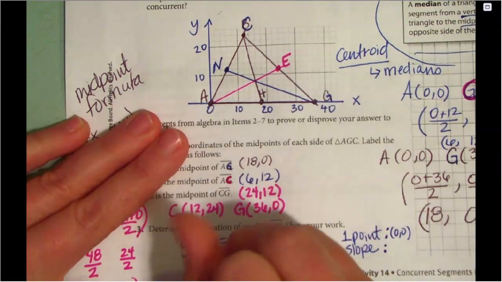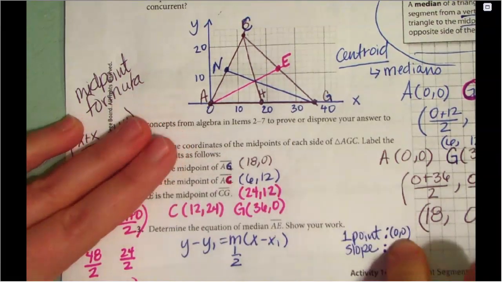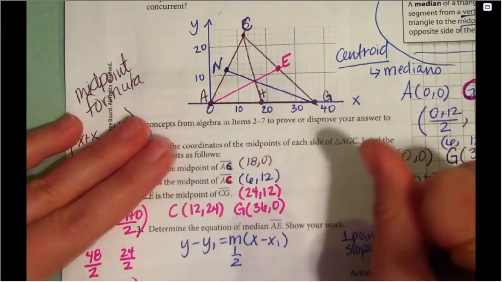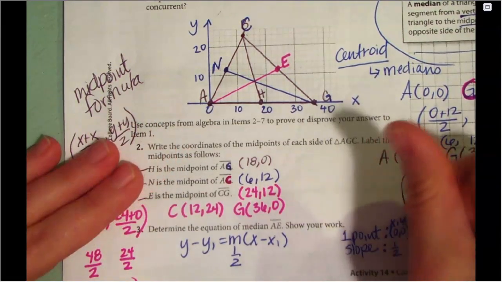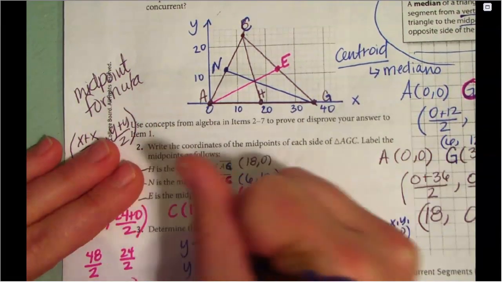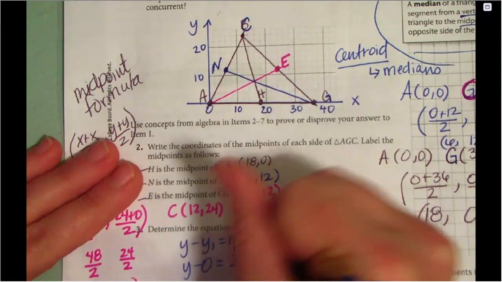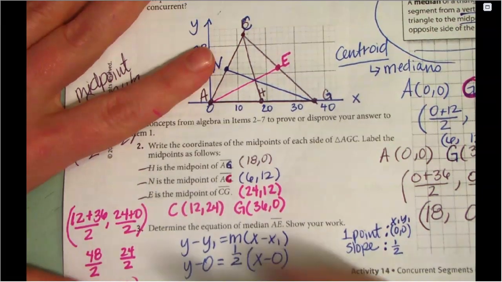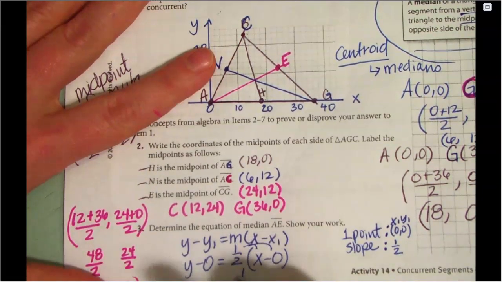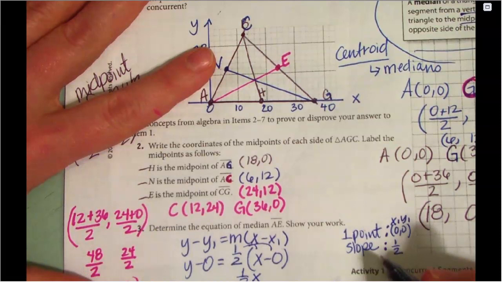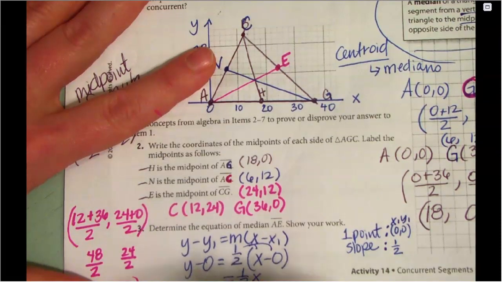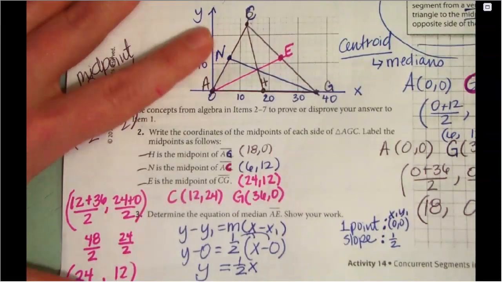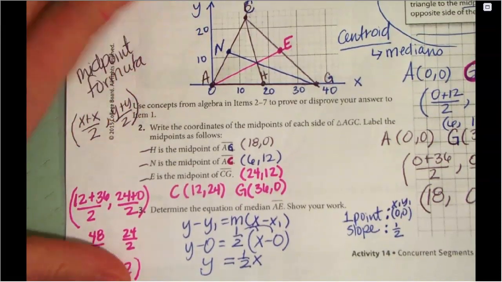Okay? We also chose the point 0, 0. So I'm going to plug that in for x1 and y1. So y minus 0 equals 1/2 x minus 0. Got everybody plugged in. Then we do the distributive property. 1/2 x, that's just going to be 0. Over here, the 0 drops. So our equation is y equals 1/2 x.